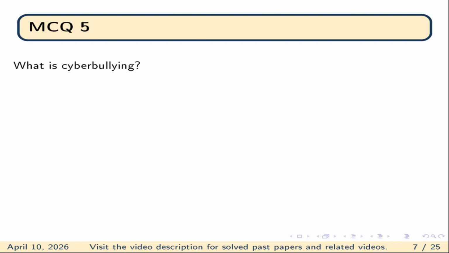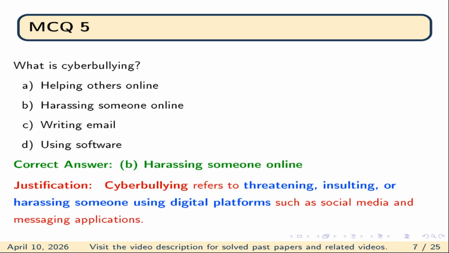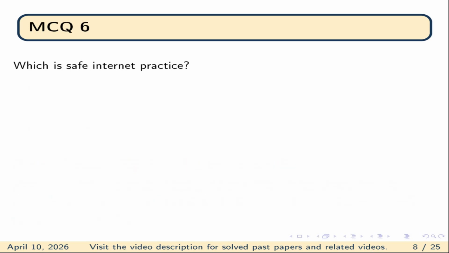Question number 5, what is cyberbullying? Helping others online, harassing someone online, writing email, using software. The correct option is harassing someone online. Cyberbullying refers to threatening, insulting, or harassing someone using digital platforms such as social media and messaging applications.